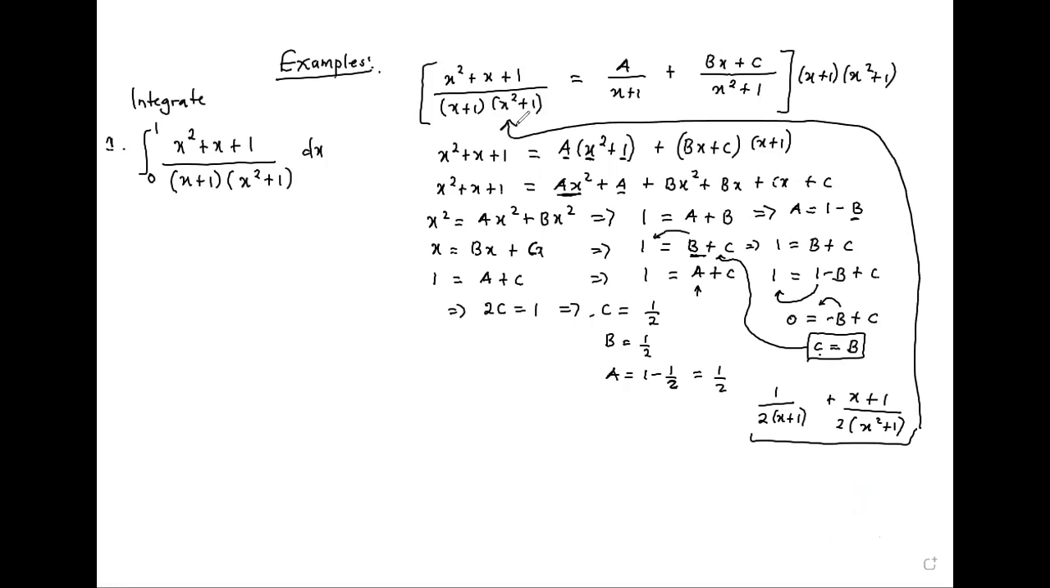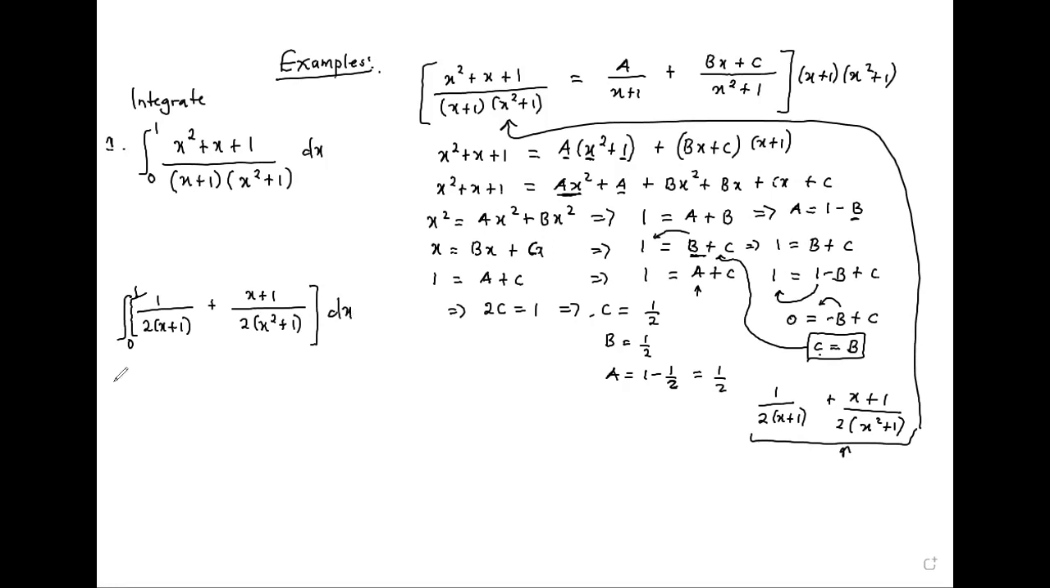So to integrate that guy, we integrate this one. Say the integral from 0 to 1, we'll now do the integral of 1 over 2x plus 1 plus x plus 1 over 2x squared plus 1 dx.